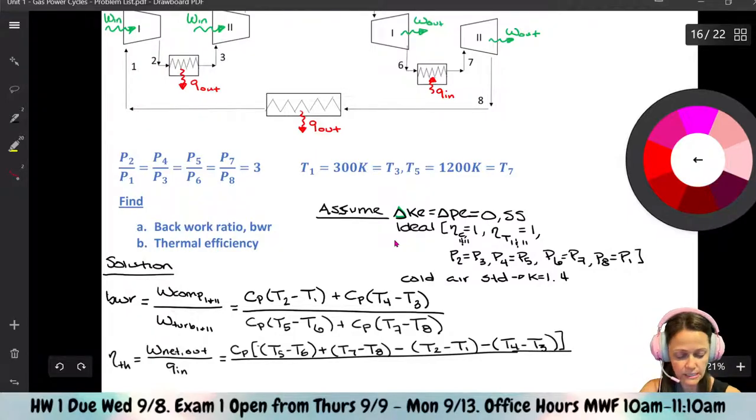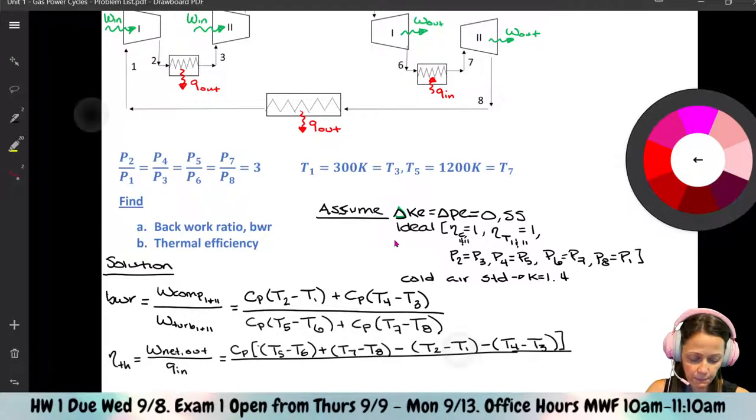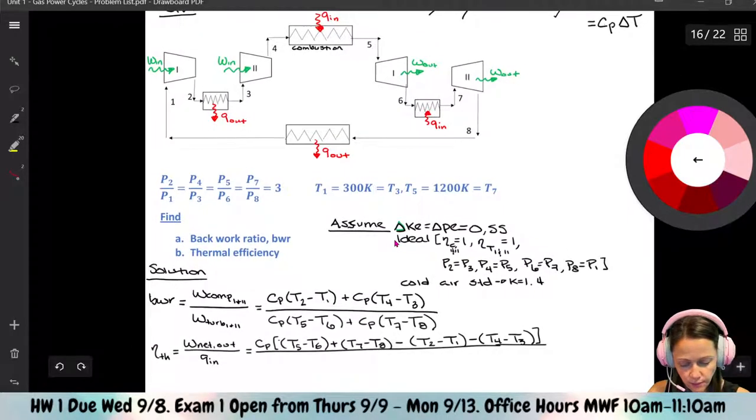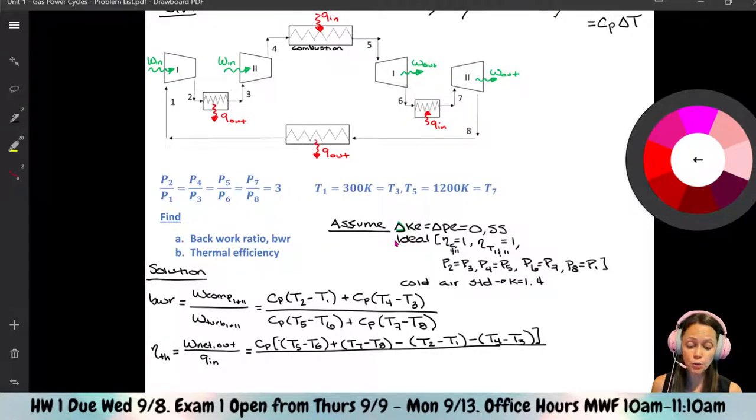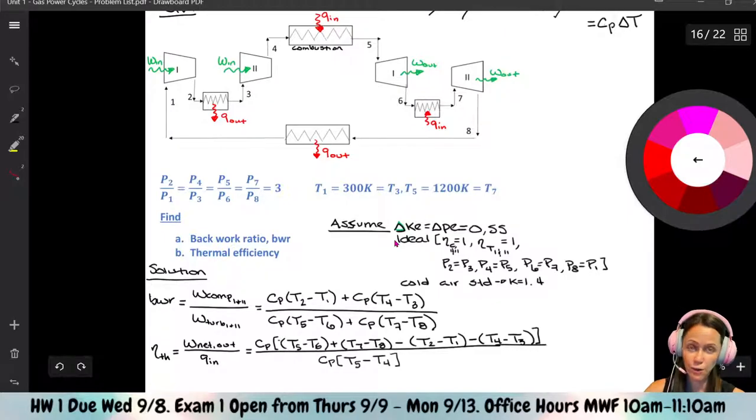Of course, I know that CP is going to cancel out, but I like to have him there. And then my Q in, it looks like I've actually got two of those. I've got one between 4 and 5 and another one between 6 and 7 for the reheat combustor. So on the bottom, I'll have CP times T5 minus T4. You can apply that first law, figure out what your Q in will be.